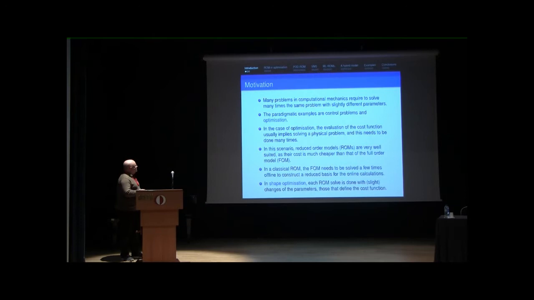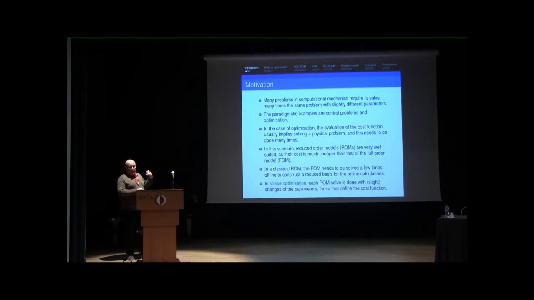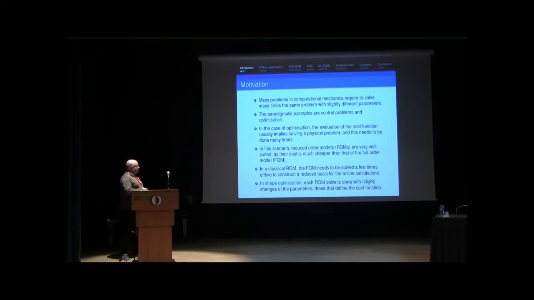And there are many problems in computational mechanics that require solving a given problem many times, maybe with a little change in the parameters or the boundary conditions or whatever. Maybe the paradigmatic example of this is optimization. In the case of optimization, you have to evaluate the cost function many times, and when you evaluate the cost function, you have to solve the problem that you have at hand. And then in this case, it would be very interesting to have a reduced order model instead of a full order one. That's what I said here.